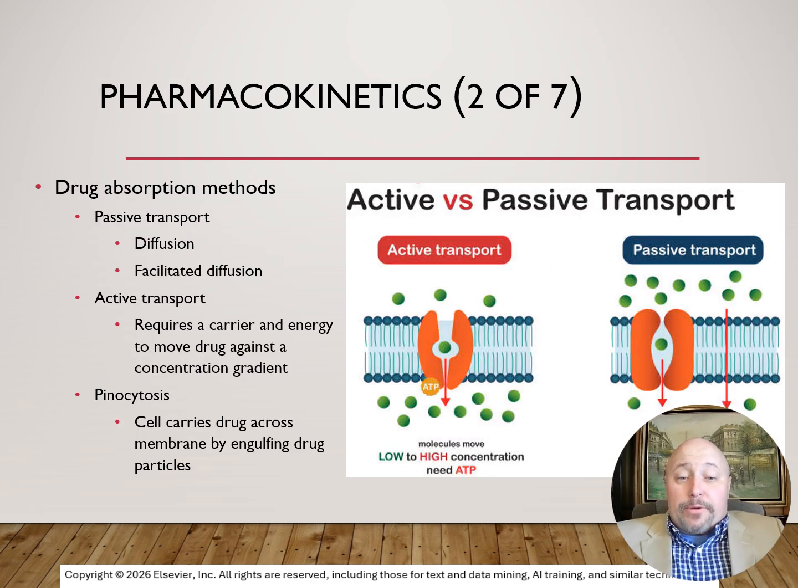There are many different methods for drug absorption, beginning with passive transport. This is diffusion. And passive transport, again, is the movement of particles from an area of high concentration to an area of low concentration. On the other hand, we could also have active transport, and this requires a carrier. The carrier and energy to move the drug against the concentration gradient so that it is actually moving that drug where we need it, regardless of the concentration on both sides of that cell wall. We could also have pinocytosis. In this case, the cell carries the drug across the membrane by engulfing the drug particles.